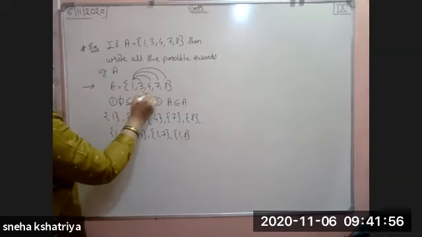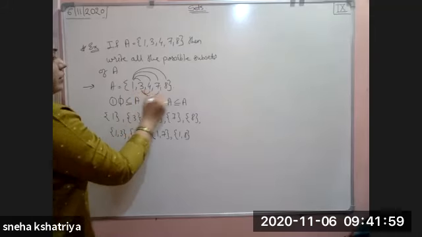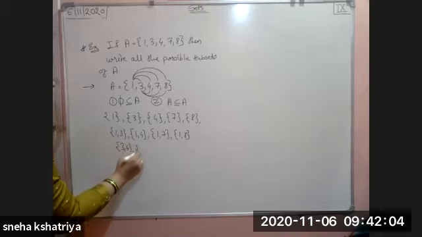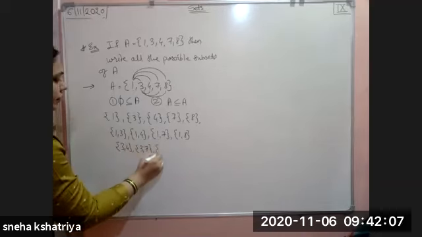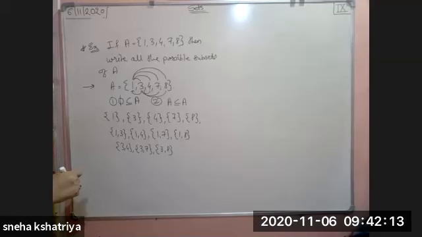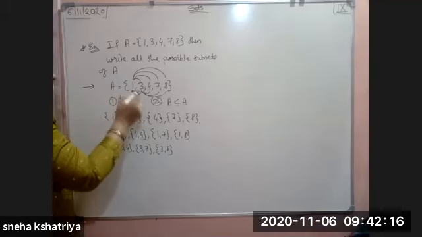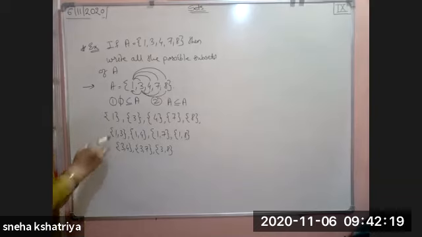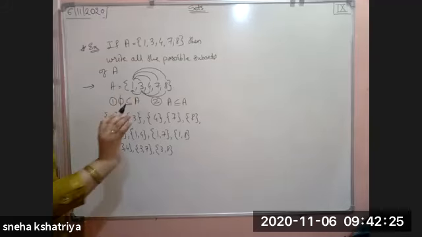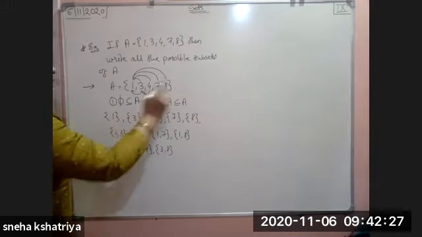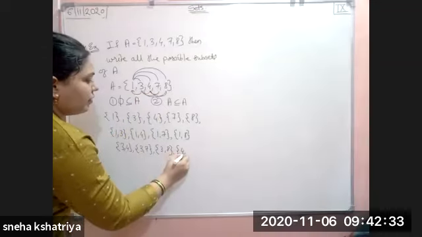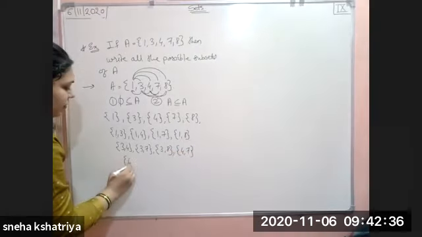Now 3, 4, 3, 7, 3, 8. Then it will become {3, 4}, {3, 7}, {3, 8}. Now why haven't I taken 1 and 3? Because 3 and 1 we have already done. {1, 3} and {3, 1} are one and the same thing, which we have already done, so we don't have to take {3, 1}. We have to consider only the next ones. Then it will become {4, 7} and {4, 8}.